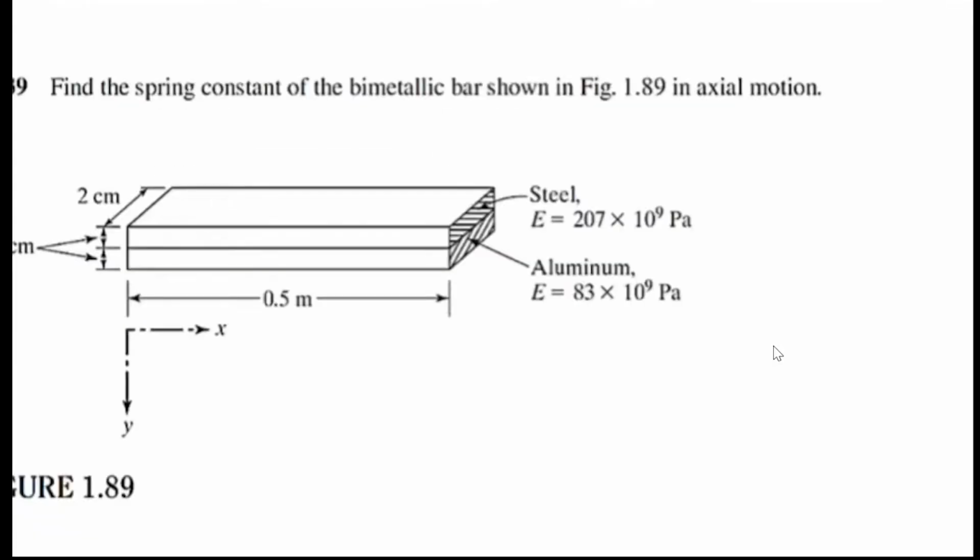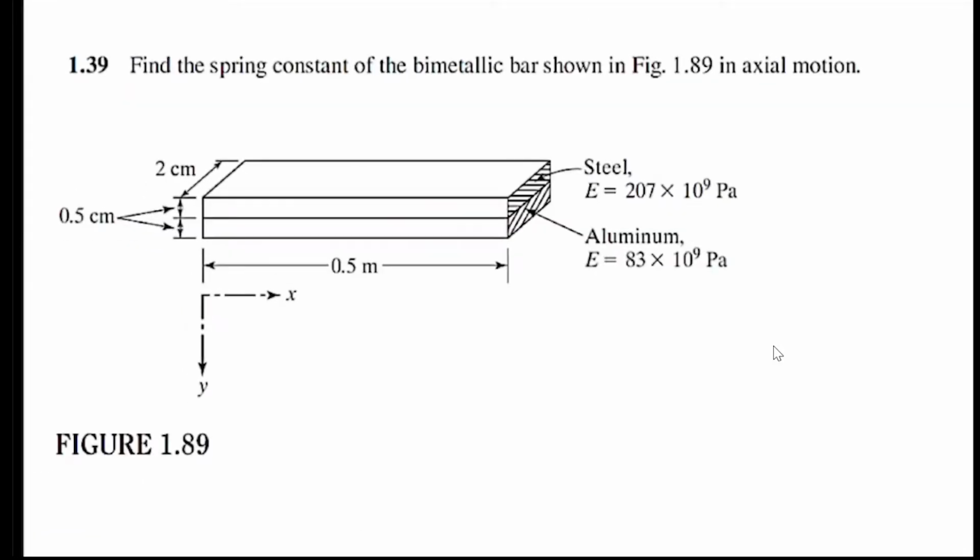They asked us to find, wait, I'm going to zoom in. So find the spring constant of the bimetallic bar. They want us to find the spring constant of this whole bimetallic bar. But we know that these two are made of different materials. The upper bar is made of steel and the lower bar is made of aluminium. So basically they are going to have different values of stiffness because their Young's modulus is different.